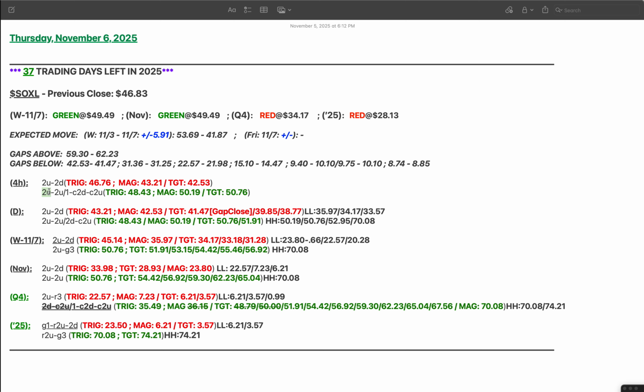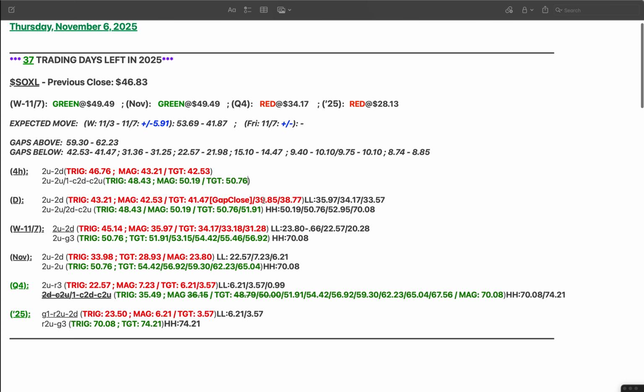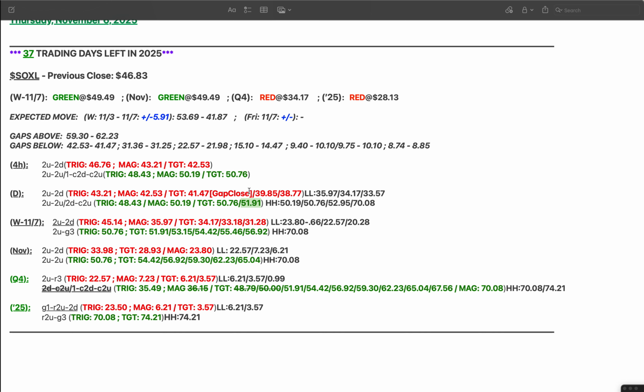Now on the 4-hour chart to the upside, we would have a 2 up, 2 up if we go to the upside, and it also triggers that kind of sloppy 1 combo 2 down, combo 2 up at 48.83, and the magnitude for that is 50.19. If we get above that 50.19, we've got that extended target of 50.76, and that's just below the 138.2 fib extension of the bull flag. I think it was a higher high on the 4-hour chart, and that's why we listed it instead of the 51.91. But you can see we've got the 51.91 down here on the day chart. Anyways, from the 4-hour perspective, those are your triggers and targets.